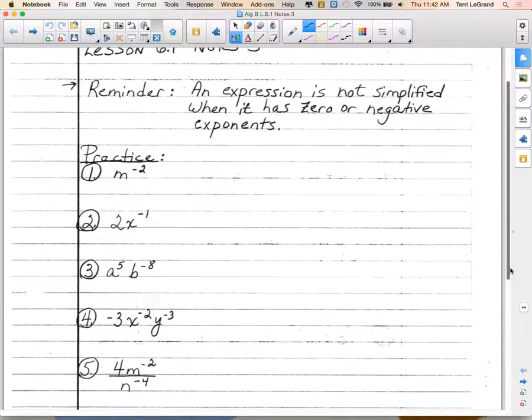So a reminder, an expression is not simplified. Finish that statement for me, Faith. When it has 0 or negative exponents. Yeah, an expression is not simplified when it still has 0 or negative exponents in it. If you think you're done with simplifying an expression, you better take one more look at it, and make sure it does not have anything being taken to the 0 power or anything left in it being taken to a negative power.